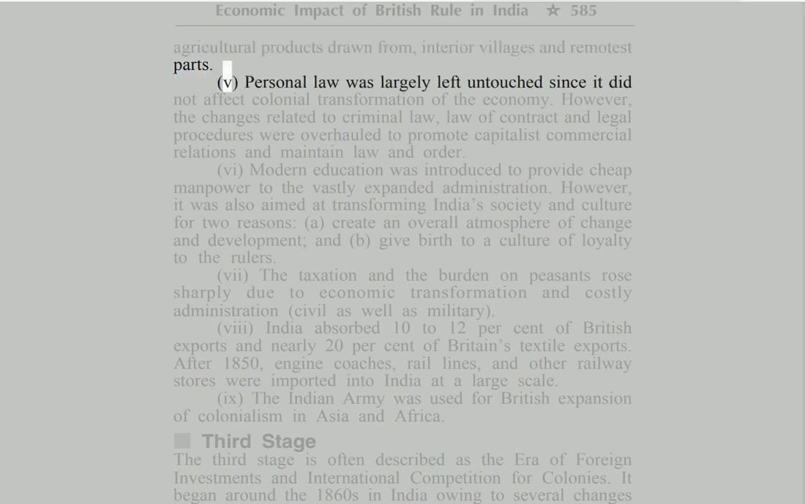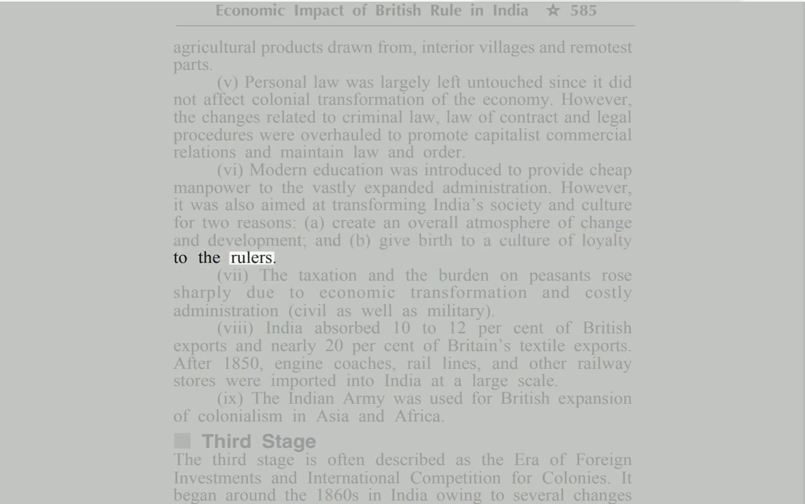5. Personal law was largely left untouched since it did not affect colonial transformation of the economy. However, the changes related to criminal law, law of contract and legal procedures were overhauled to promote capitalist commercial relations and maintain law and order. 6. Modern education was introduced to provide cheap manpower to the vastly expanded administration. However, it was also aimed at transforming India's society and culture for two reasons: a. Create an overall atmosphere of change and development, and b. Give birth to a culture of loyalty to the rulers.